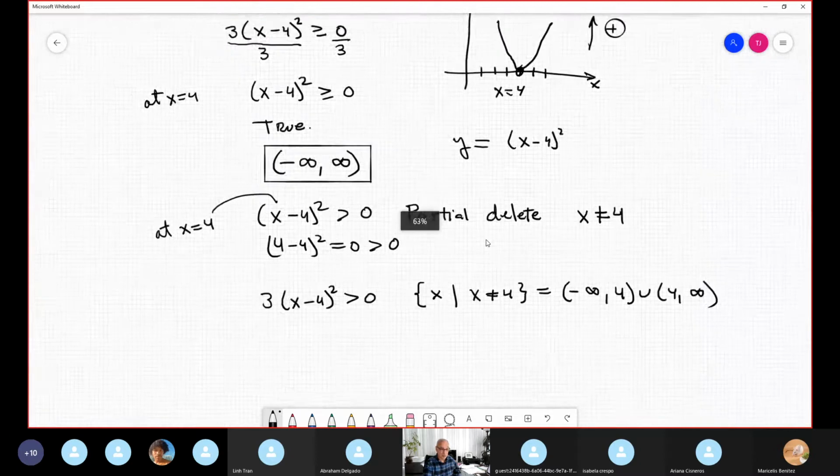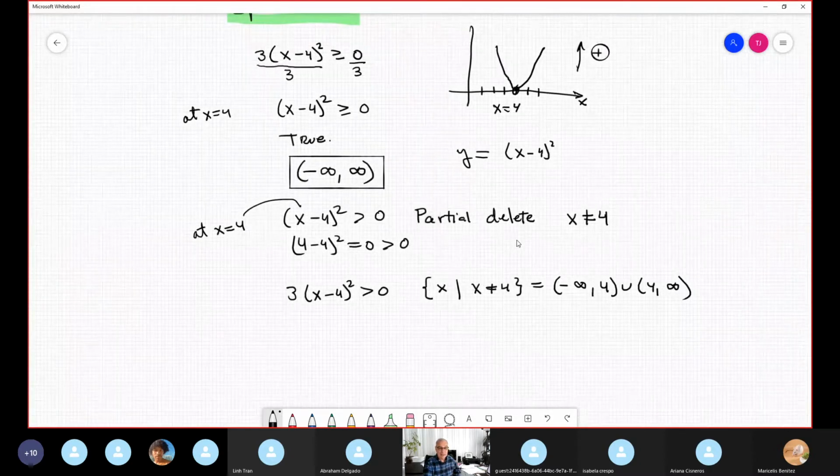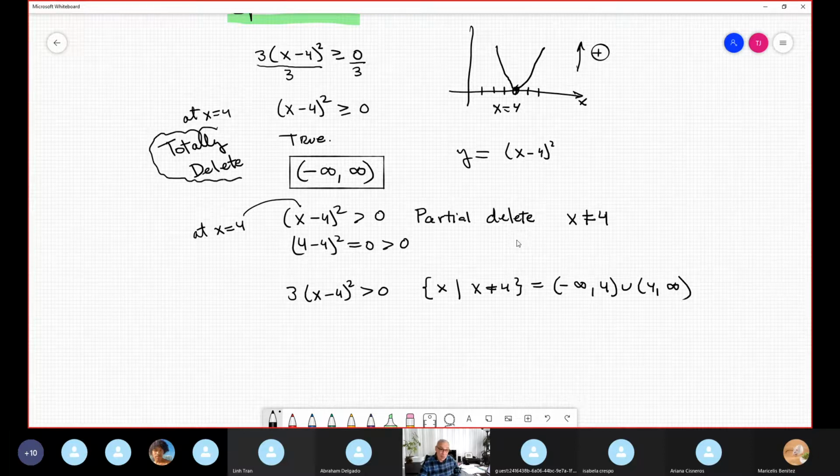So, using that principle, totally delete or partial delete. This is totally delete. So delete what? Delete the factor that contains an even exponent. No, the factor that contains an odd exponent is never deleted. But the factor that contains an even exponent, we can totally delete when our inequality includes the equal sign, and partially delete when our inequality does not contain the equal sign. No, this is missing. This equal sign is missing.